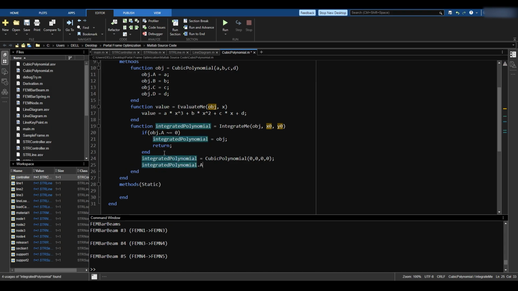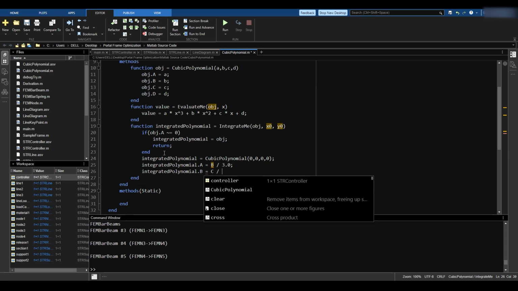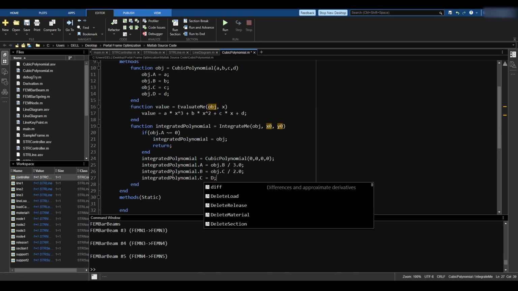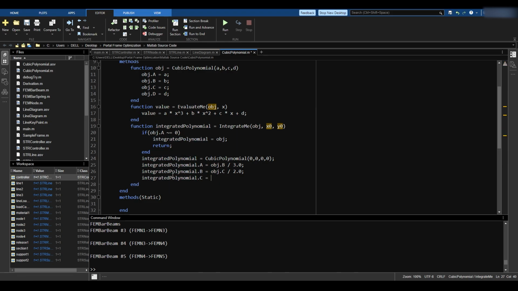Integrated polynomial.a equals b over 3. This is simple integration. Integrated polynomial.b is going to equal c over 2. Oh, I should say object.b. And integrated polynomial.c should equal d over 1, or d, or object.d.